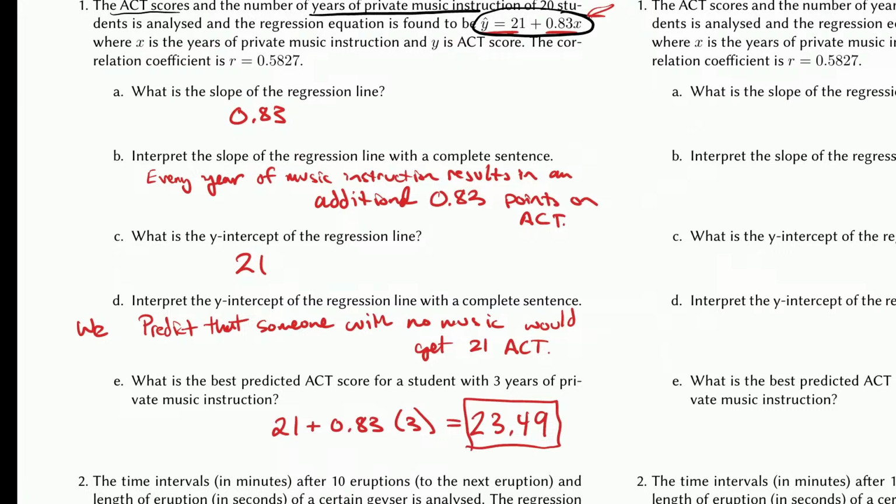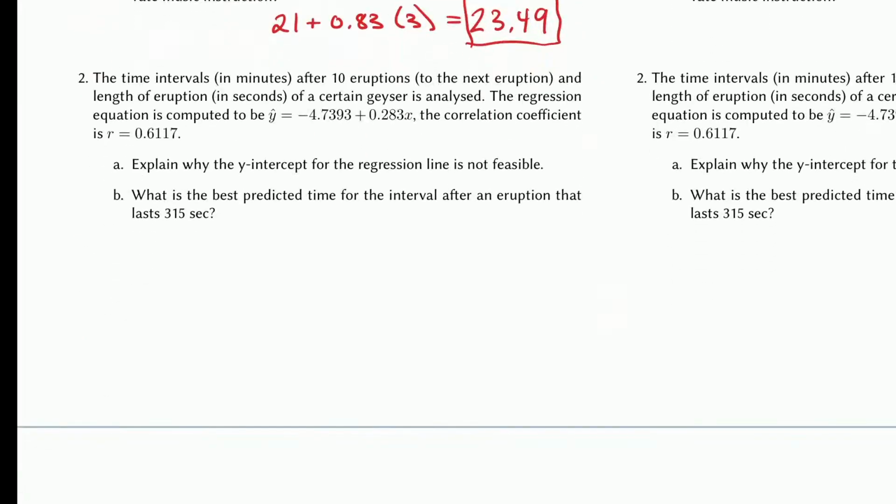Okay, second one, a little bit quicker. We'll do this. And so explain why the y-intercept is not feasible. So the y-intercept is negative, which you have to bear in mind what this is referring to. We're predicting the amount of time it takes for the next eruption based on the length of the current eruption.